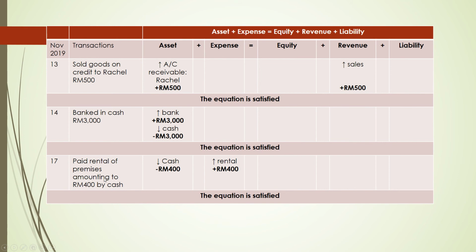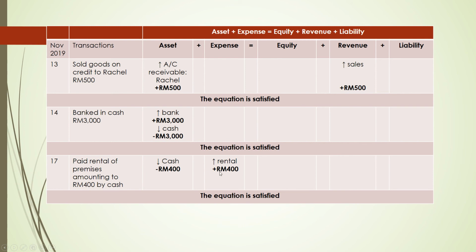17. Paid rental of premises amounting to 400 ringgit by cash. Premises mean building. Therefore, when the business paid rental by cash, the amount of asset decrease. So cash decreased by 400 ringgit. And rental is an expense. When expense incurred, the amount for expense is increased. So increase in rent expenses 400 ringgit. Therefore, asset decrease negative 400 ringgit, expenses increase positive 400 ringgit.